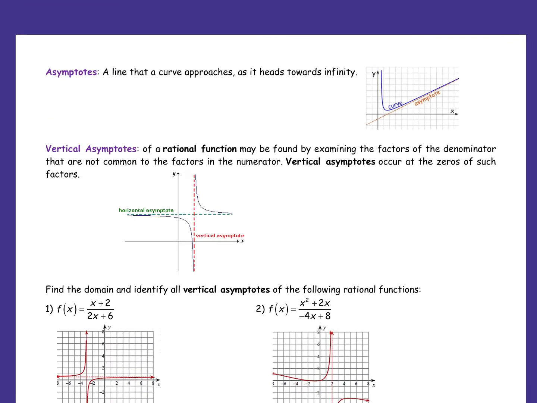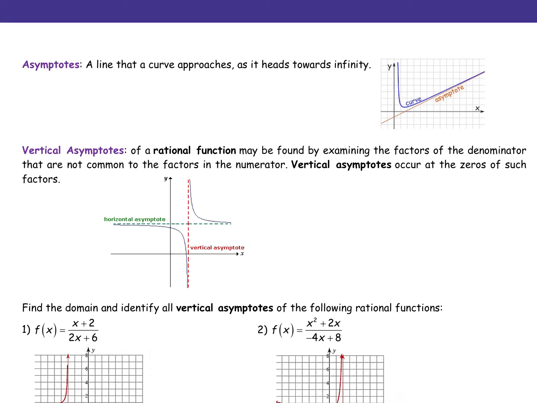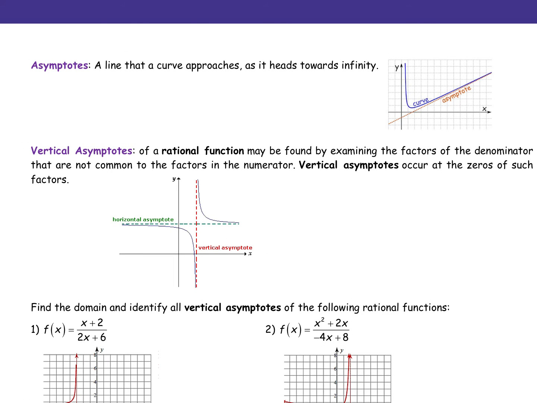So asymptotes, although you guys already know this, is a line that a curve approaches as it heads towards infinity. And it can be straight, it can be a diagonal line, it can be a straight line. It can also be a parabola or a cubic function. It can be a curved function. It's just some line that your graph approaches as it heads towards infinity. Usually it's some straight line, okay?